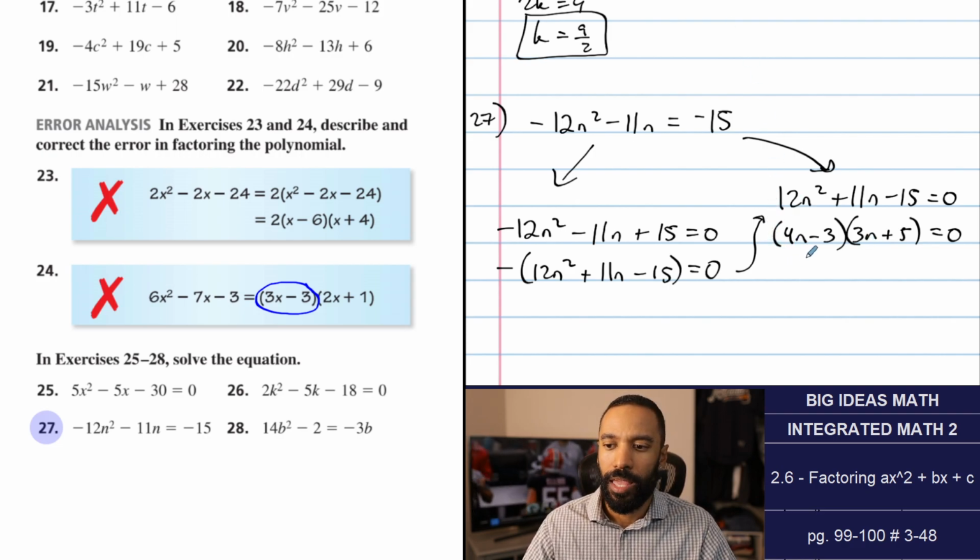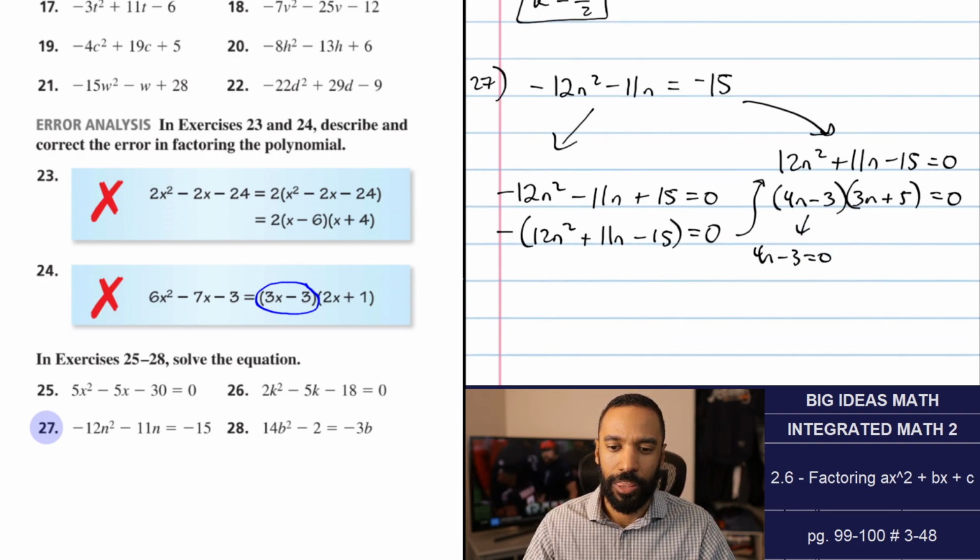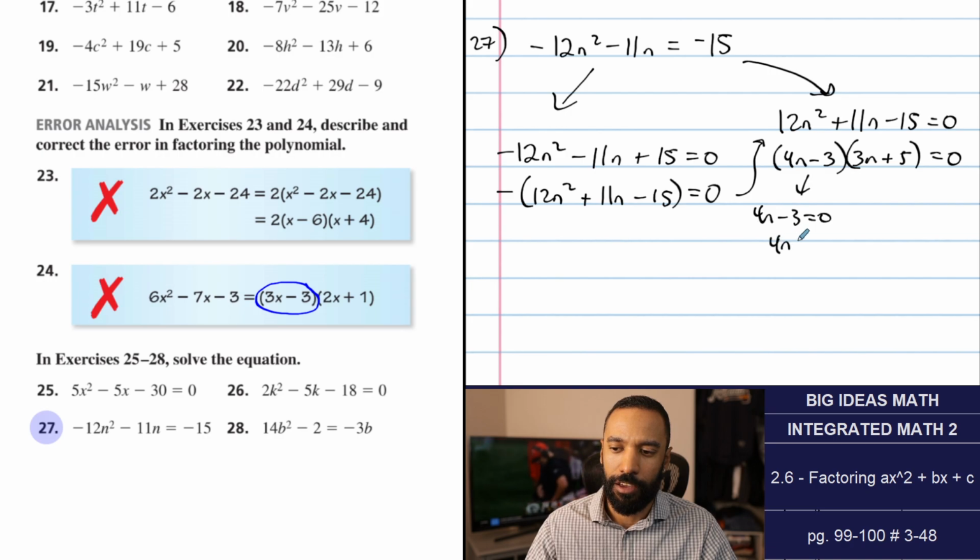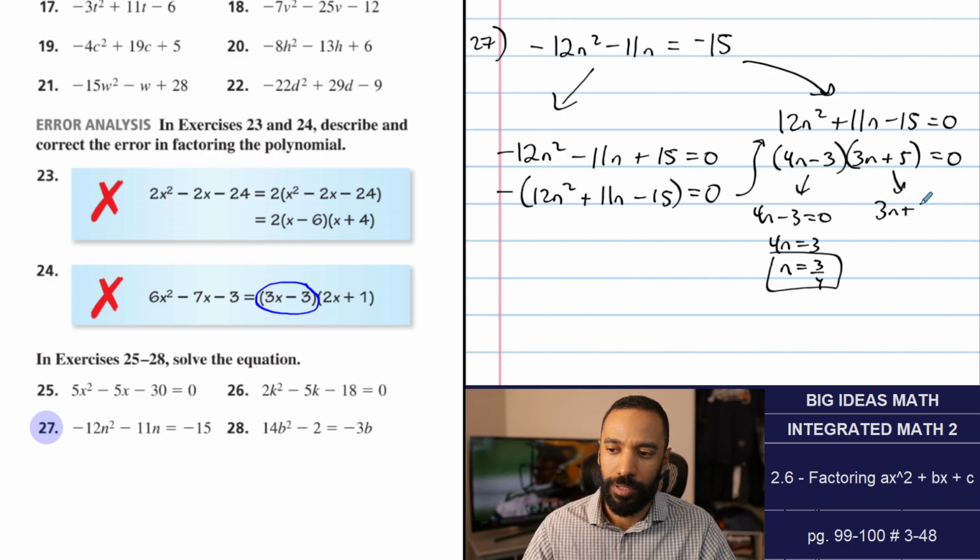work off of. If 4n minus 3 equals 0, then we add 3 and divide by 4. We get 4n equals 3 and n equals 3/4. If 3n plus 5 equals 0, we subtract 5 from both sides and then divide by 3. We get n is negative 5/3.